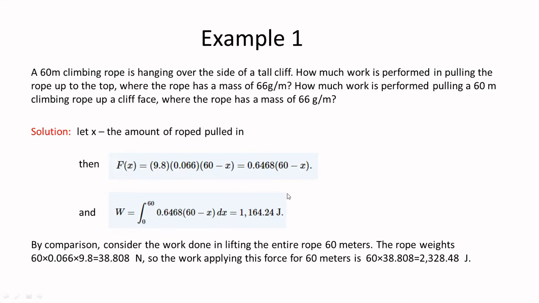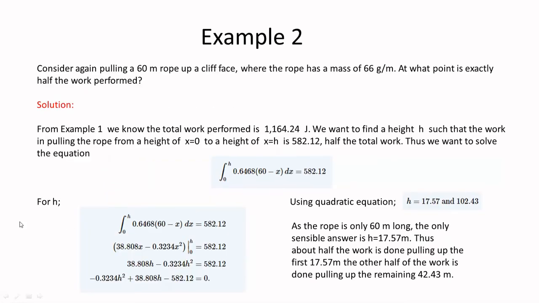by slowly pulling up our rope up the cliff. Now, we want to find a height such that the work in pulling the rope from a height of x equal to 0 to a height of x equal to h, which we want to know, is only half of this total work. So that would be 582.12, half the total work. Thus, we want to solve the equation like this.